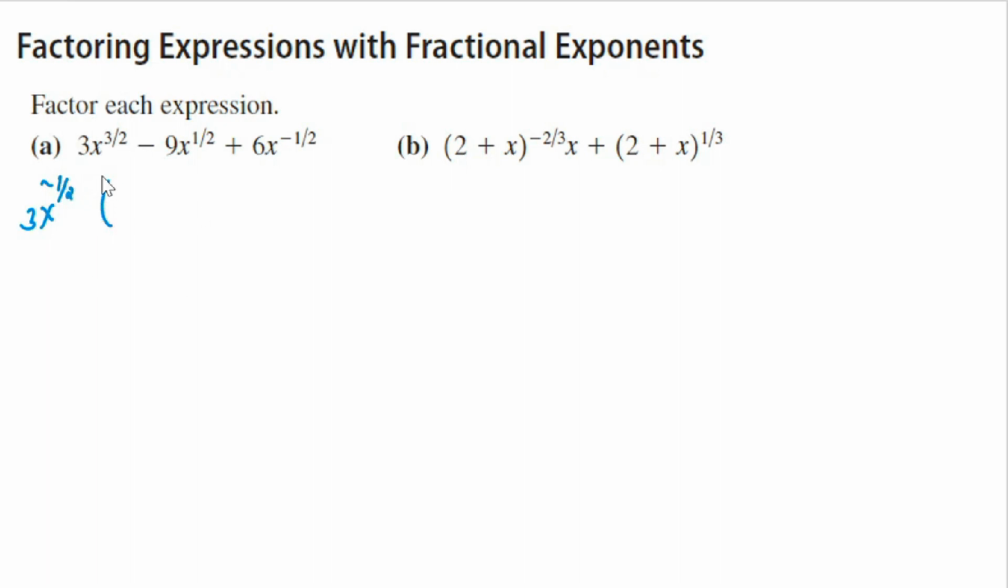Dividing 3x to the power of 3 halves by 3x to the power of negative 1 half, the quotient is x to the power of 2. How do we solve for that? You divide numerical coefficients by numerical coefficients, and in dividing the same base with exponents, the exponents will be subtracted. In this case, we subtract 3 halves minus negative 1 half, and the result is 2. So the answer for the first term is x squared.